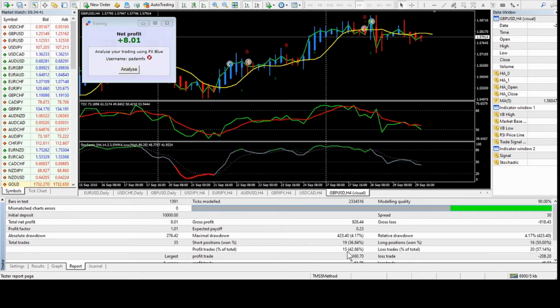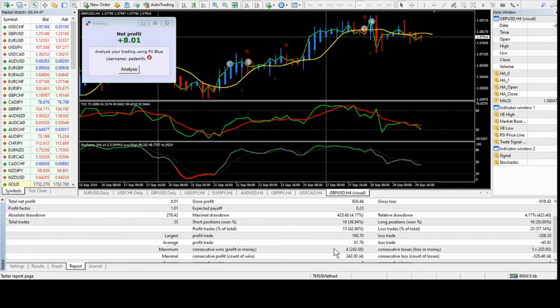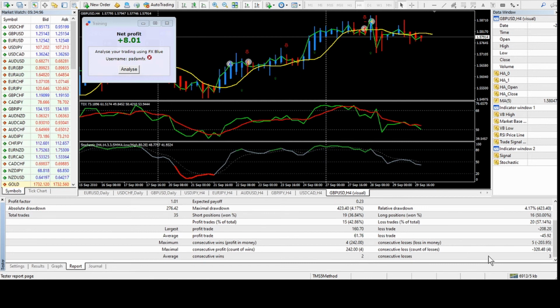Once again, you see the profit trades are 42%, about 43%. Biggest profit trade was 160. The biggest loss, 208. And the consecutives, there were basically more consecutive losses than consecutive gains.